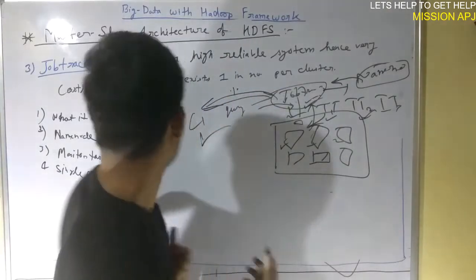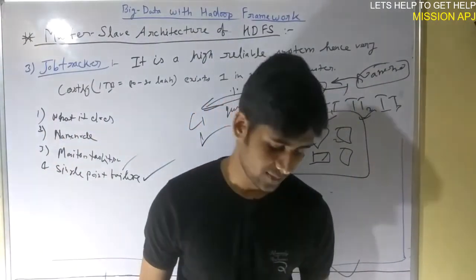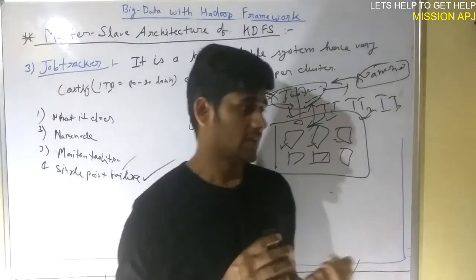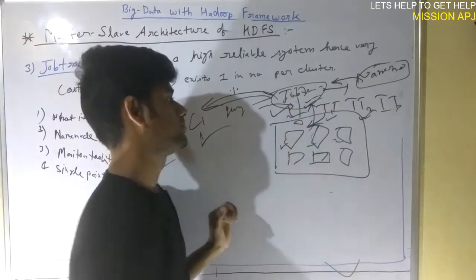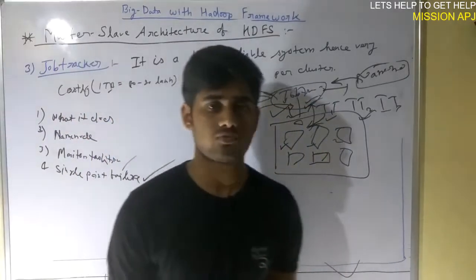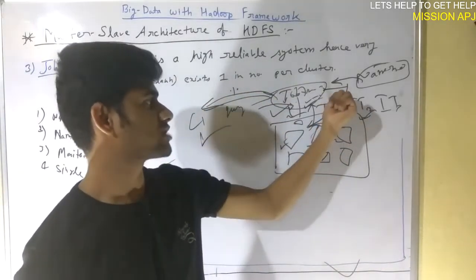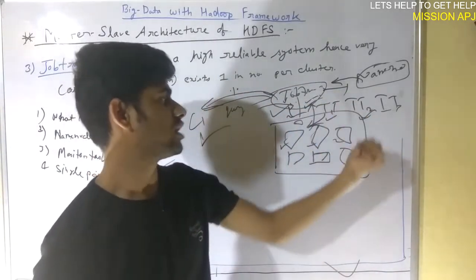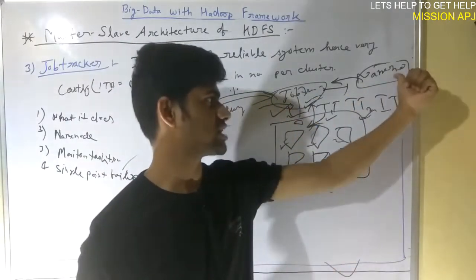Okay, so this is the main part, and it is also a single point of failure. Job tracker is a single point of failure. Why is it a single point of failure? Because if we lose a job tracker, then the query which has come here will also be lost and no job will be served. So failure of the job tracker means failure of the whole query, but the data will not be gone anywhere because the name node has not failed.